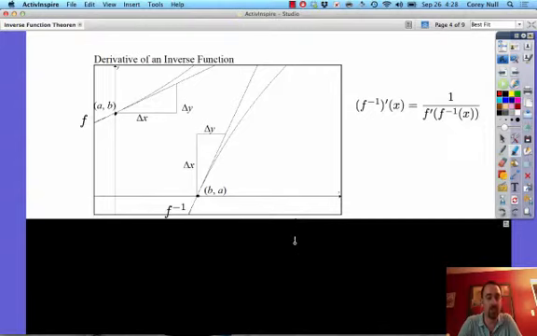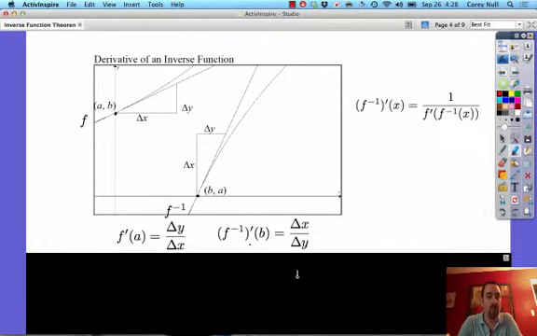Okay, so here's what it looks like. The derivative of f at a can be thought of in a certain sense as delta y over delta x. And again, that's what I just said. The derivative of f inverse evaluated now at b, because we've switched the coordinates, is going to be delta x over delta y. So everything gets switched. a becomes b, delta x becomes delta y, and so on.